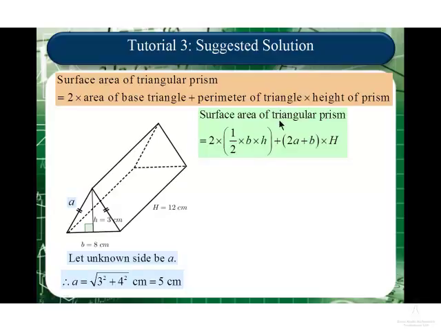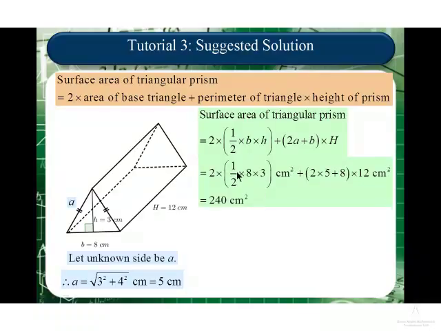Then we're ready to find the surface area of this triangular prism as twice the area of the triangular bases, half times B times h, plus the perimeter of the triangular base, 2A plus B for the isosceles triangle, times the distance, capital H, between the base and the top of this particular triangular prism. If we substitute the values in the correct positions and calculate, we find that the outer surface area for this triangular prism is equal to 240 centimeters squared, or square centimeters.